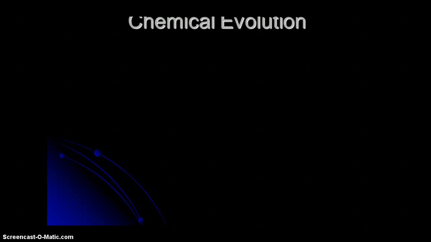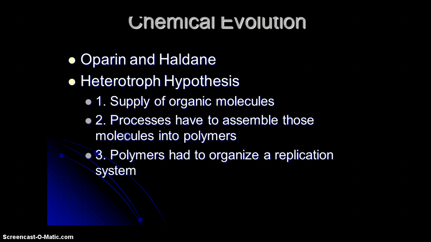Oparin and Haldane are two scientists that were working independently but came up with a similar hypothesis for how life on Earth would have begun. And that hypothesis is called the heterotroph hypothesis. There's three parts to the heterotroph hypothesis that we'll talk about. The first part is that there has to be a supply of organic molecules. Organic molecules means that they contain carbon. The second one means that there's processes that have to assemble those molecules into polymers.